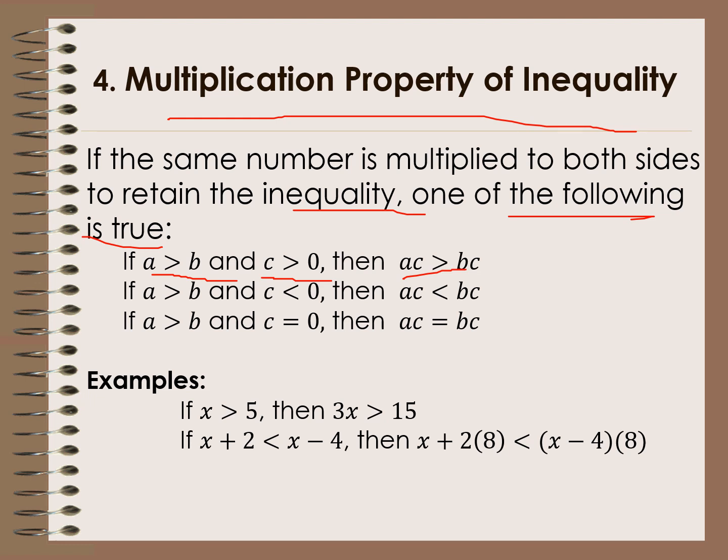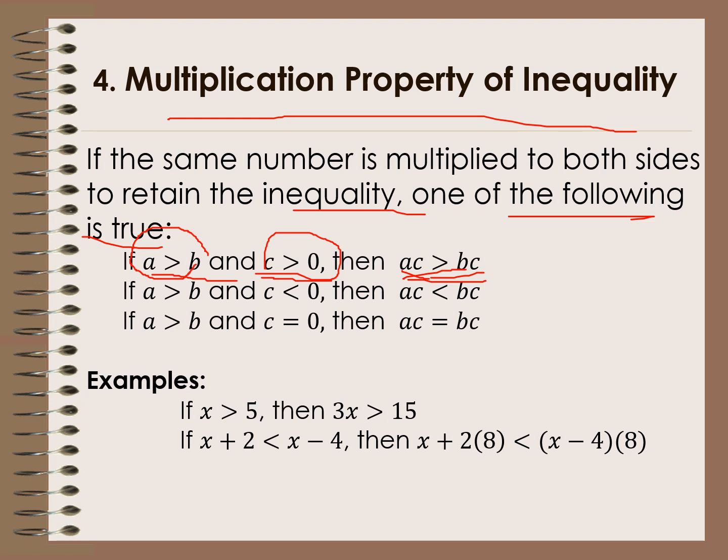Oh, there is a restriction here, class. If A is greater than B and C is greater than 0, meaning it's positively signed, the value of C must be positive, then AC is greater than BC. So the original inequality is greater than. Therefore, the answer is also greater than if you multiplied by C, which is greater than 0. But take note of this.